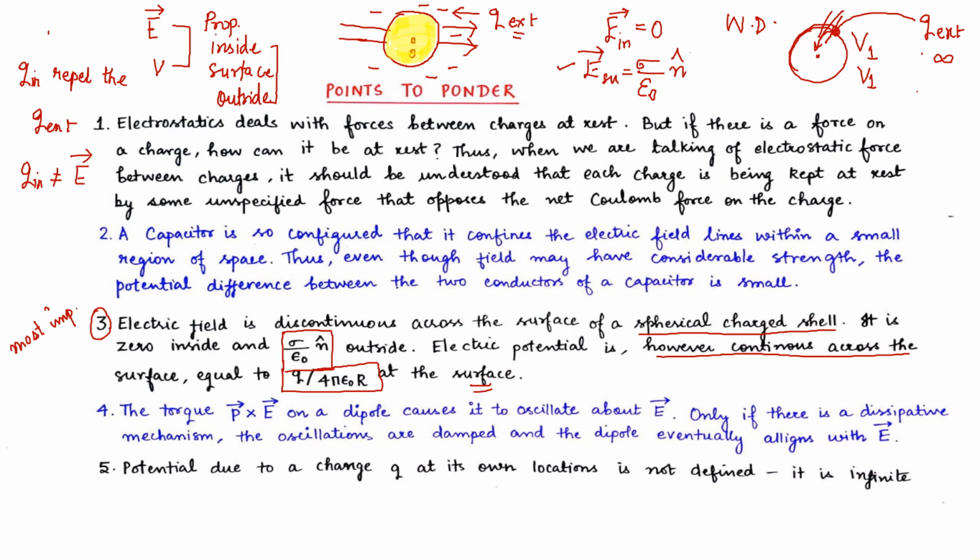So potential, when we try to calculate, it will be the same inside as well as on the surface of the conductor. So the potential inside and on the surface is given by: potential inside equals potential on surface, and is given by the charge contained by the conductor upon 4 pi epsilon naught into r. R is the radius of the spherical body which is under consideration of study.